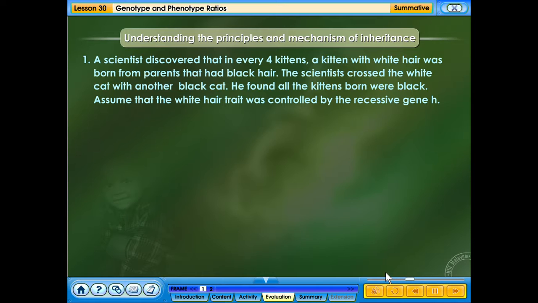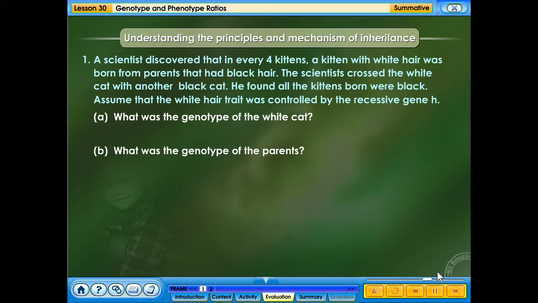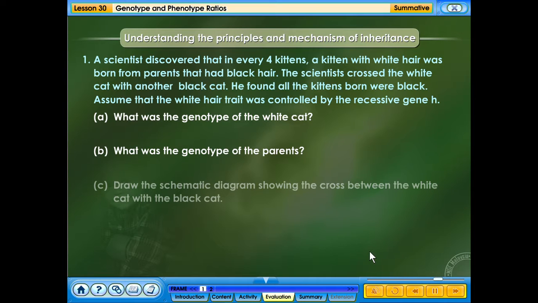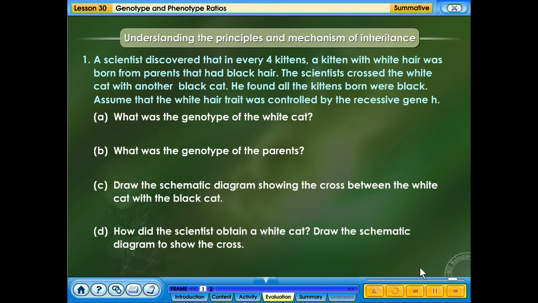A. What was the genotype of the white cat? B. What was the genotype of the parents? C. Draw the schematic diagram showing the cross between the white cat with a black cat. D. How did the scientist obtain a white cat? Draw the schematic diagram to show the cross.